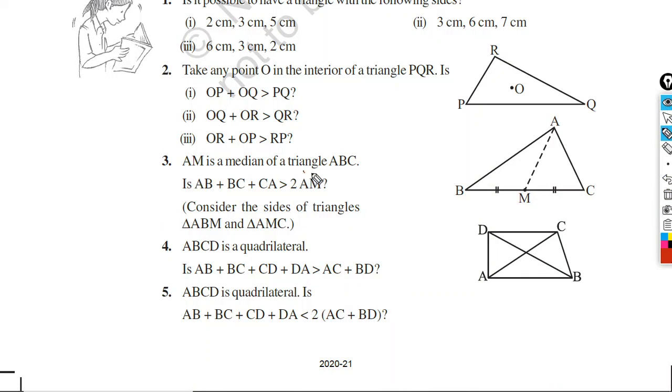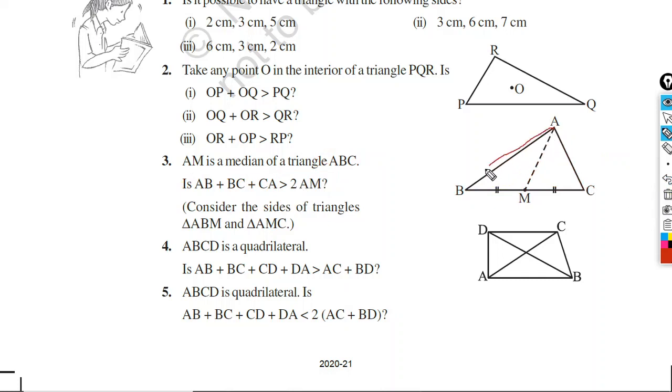AM is the median of triangle ABC. Look at this figure. AM is the median. Is AB plus BC plus CA greater than 2AM? Look at the figure. We'll check it out.